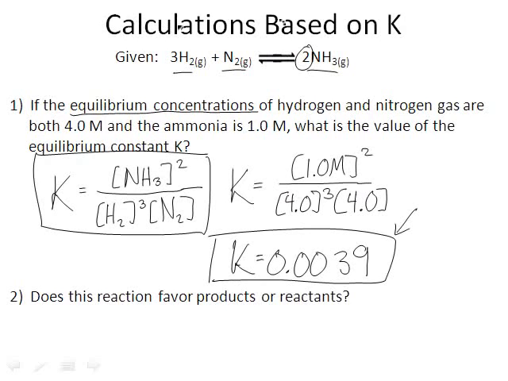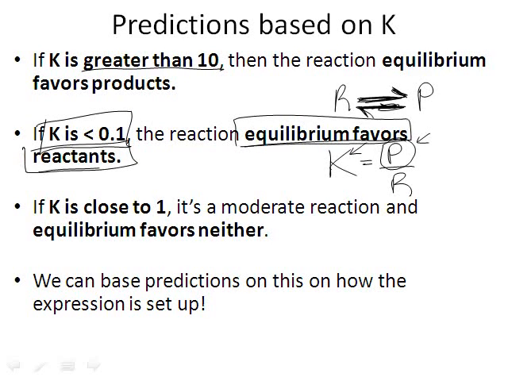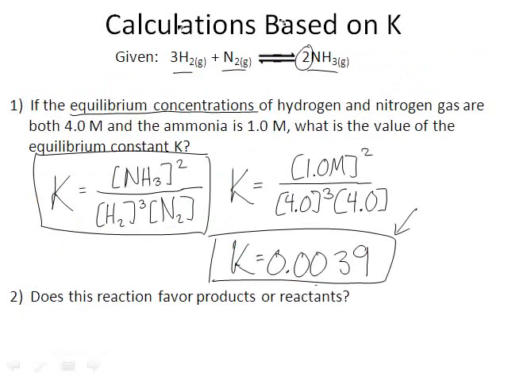Our value is 0.0039. Let's look at where that K falls on the chart. That K is 0.0039, which is less than 0.1. That means equilibrium is going to favor the reactants, which means at equilibrium we have more reactants than products. After things have leveled out and it looks like the reaction's finished, we have more reactants than products in the mixture, because that K is less than 0.1.